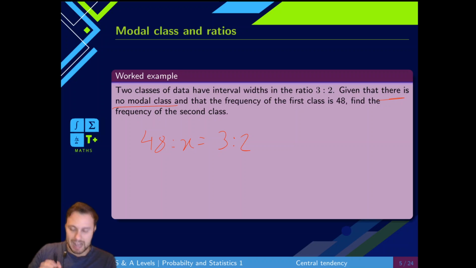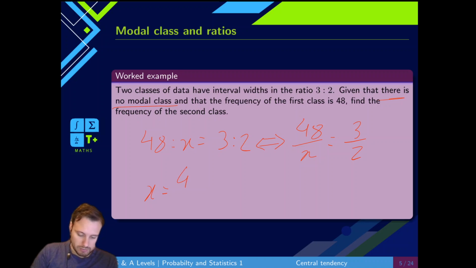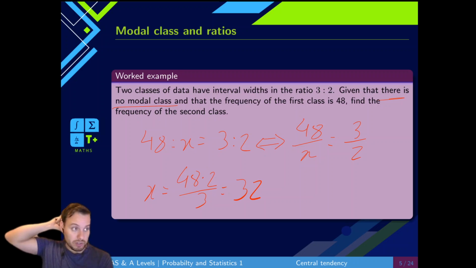So we have that the ratio between frequencies is the same as the ratio between the amplitudes. This is because there is no modal class. How can we express this in terms of an operation? Well, the ratio 48 over x is equal to the ratio of 3 over 2. And from here we can solve that the value for x, the frequency that we're looking for, is the product of 48 times 2 over 3, and this gives us a beautiful 32. So that's the actual frequency of the second class.